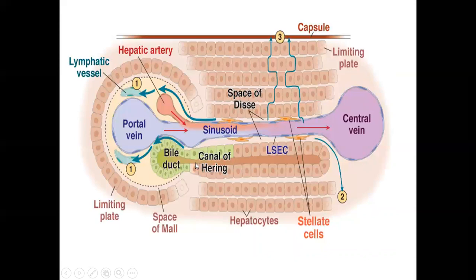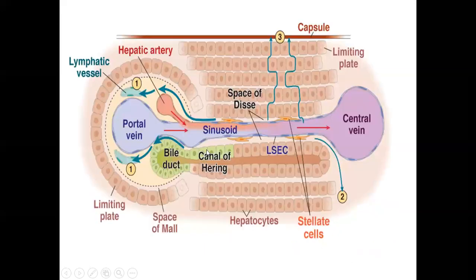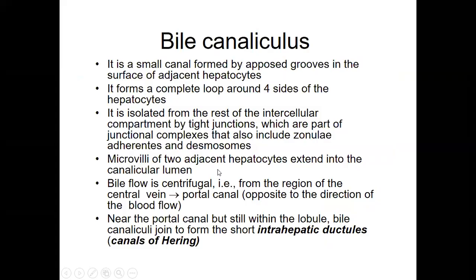So you can see here, this is the bile duct. The bile duct actually is the interlobular bile duct located in the portal canal, and then we have the canal of Hering. Bile canaliculus. It is a small canal formed by the opposed grooves in the surface of the adjacent hepatocytes.